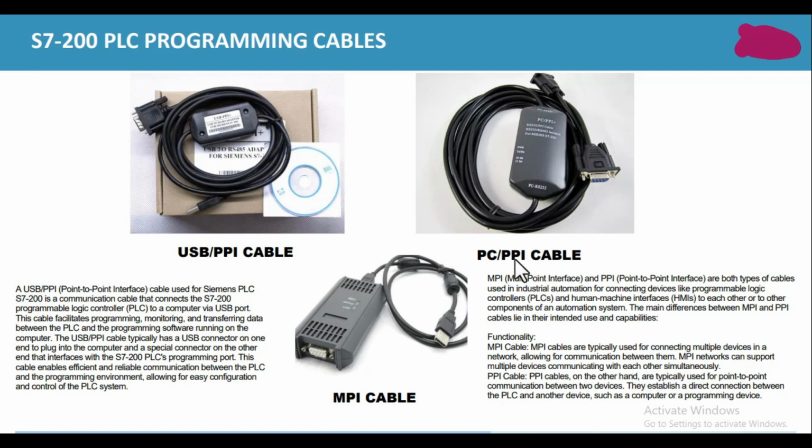These two cables, the PC PPI or USB PPI cable, are used to communicate between two devices, the PLC and the computer. But the MPI cable is used for HMI programming. It can be used for the HMI. It also has one end as USB and the other end has a multiple point interface which can be connected with many devices, and it can communicate and respond to many devices simultaneously.